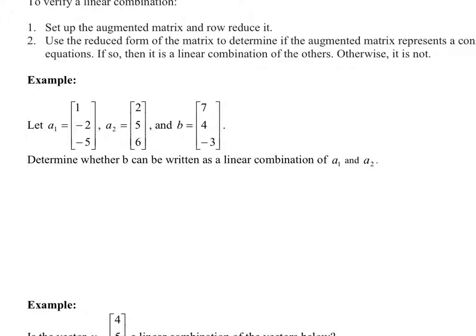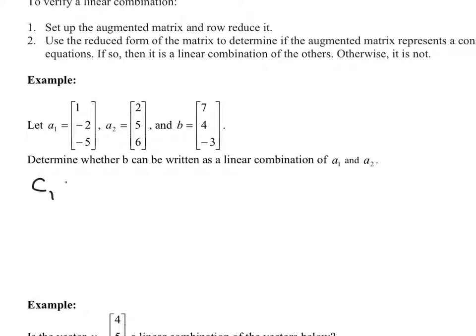Determine whether B can be written as a linear combination of a sub 1 and a sub 2. Right? So what that's saying is, can I define a set of scalars that would allow for B to result from the sum of a sub 1 and a sub 2? All right? So what I'm going to do is create some arbitrary scalars. I'll call it C. C for scalar.